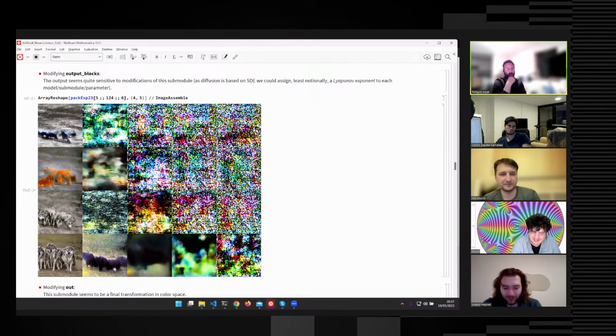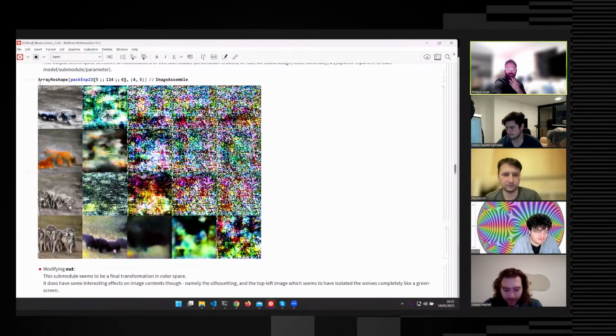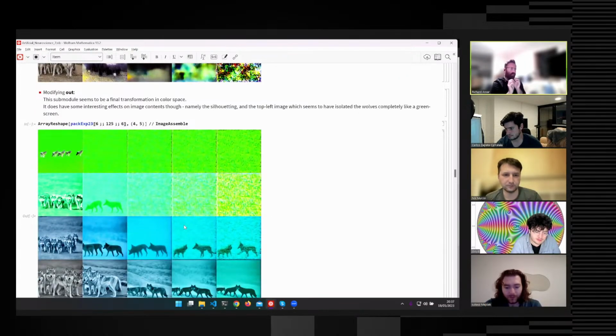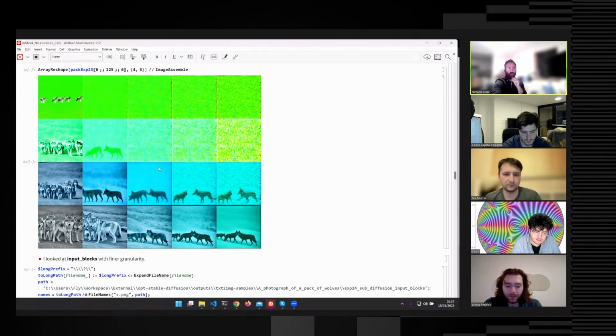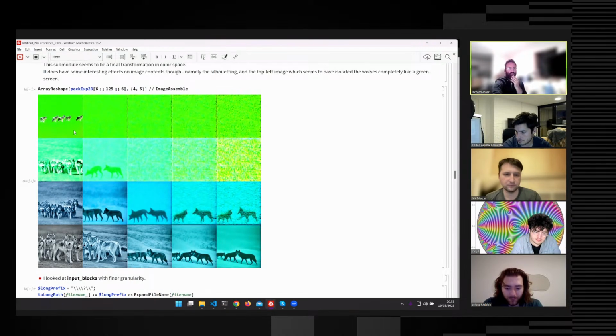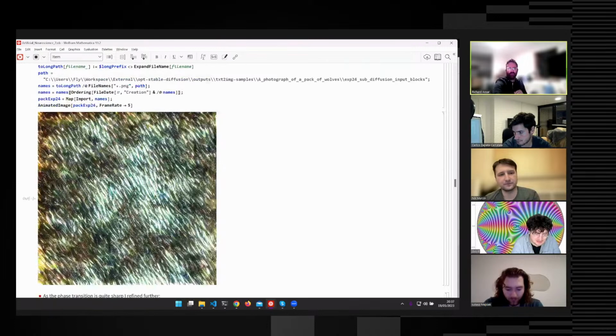Output blocks, because we're now getting more towards the actual pixels, not the internal parts of the network, is a lot more destructive. So we get all this nonsense. And then there's another layer called out, which I think is another transformation on top of the final output. That seems to be doing things more in a chroma space. Although what's weird is we get this green screen where a bunch of wolves have been segmented. They're now existing in isolation with no background.